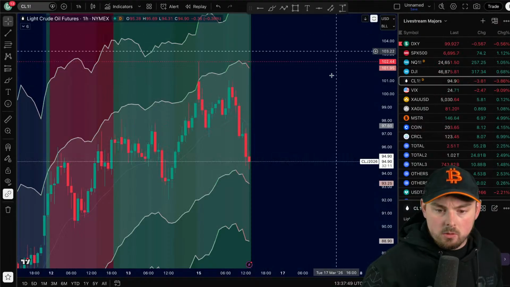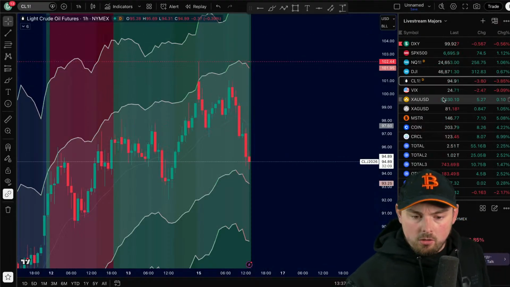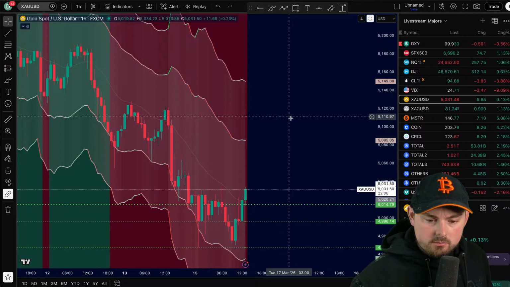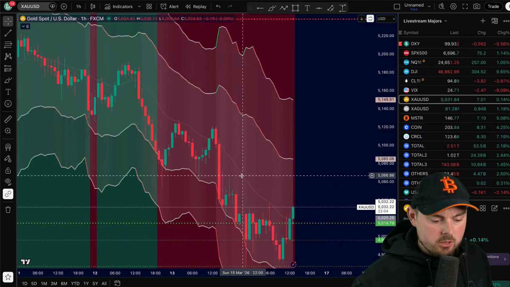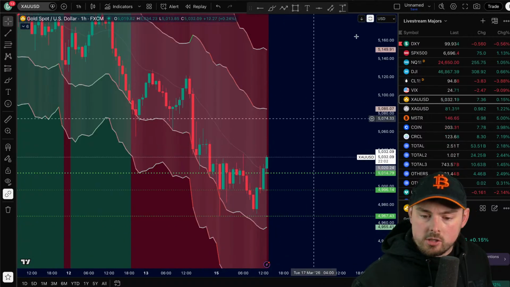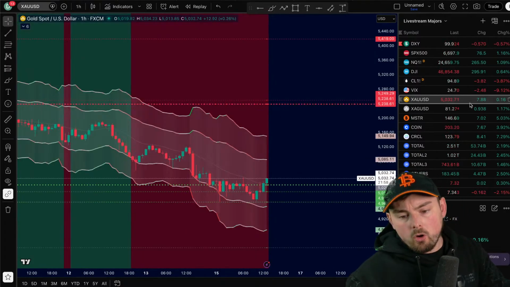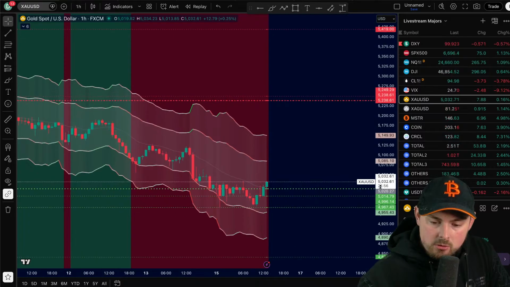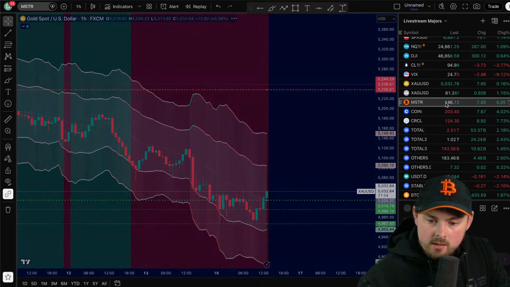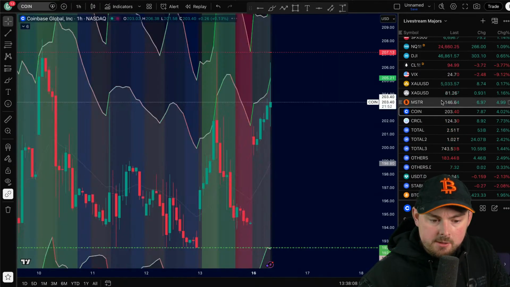There we have that. Let's go back to Google. And yeah, so obviously there's oil, gold, silver. Obviously had a bit of a retrace last week. Coming into this week, started to bounce. Silver up just over 1%. Gold up back above $5,000. These are getting some really nice bounces now.